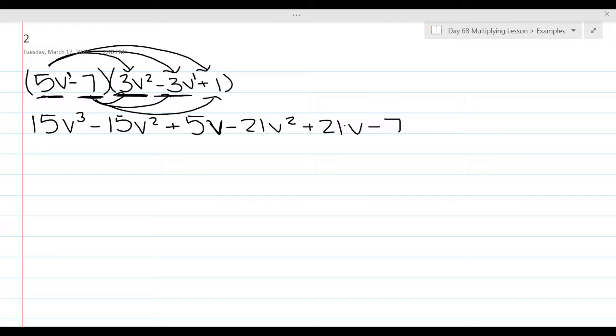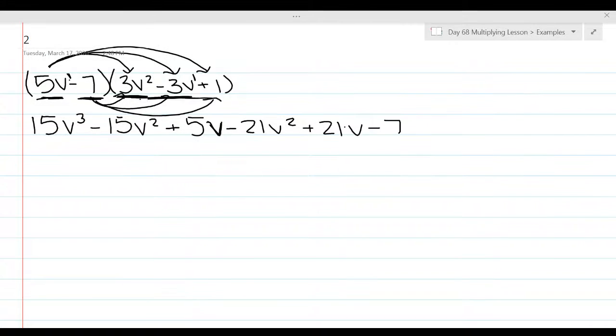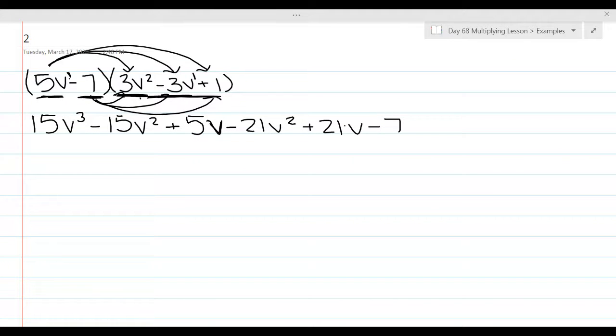Now, if you like the way I did the previous example where I rewrote it out with each term in front of that second polynomial, that's totally fine. You can do it that way. I'm just showing those that don't like that one a different way to do it.